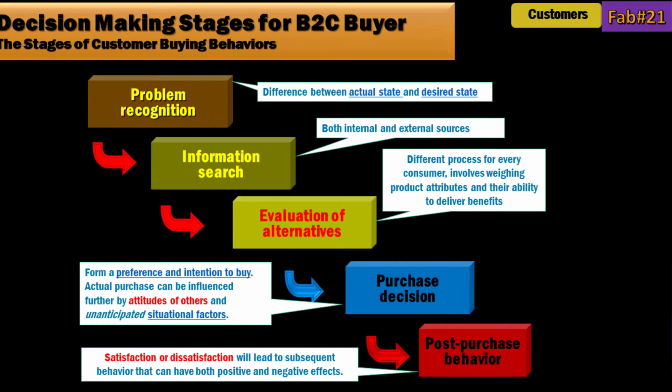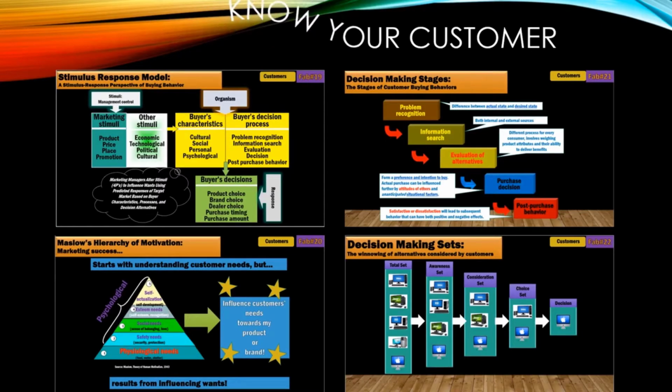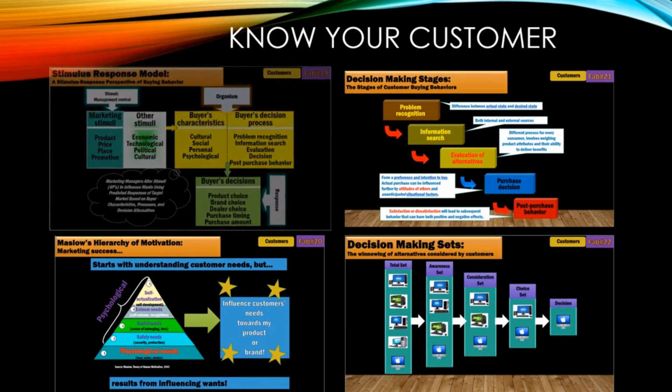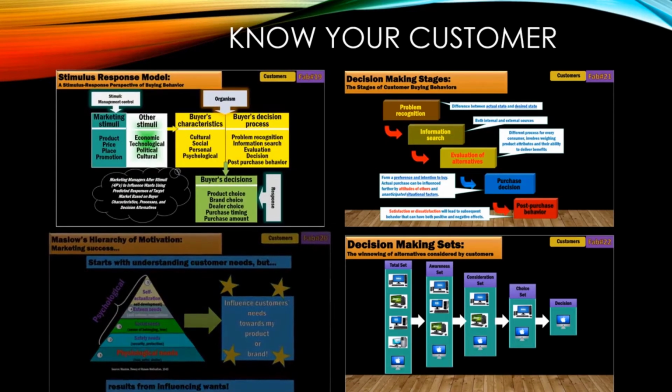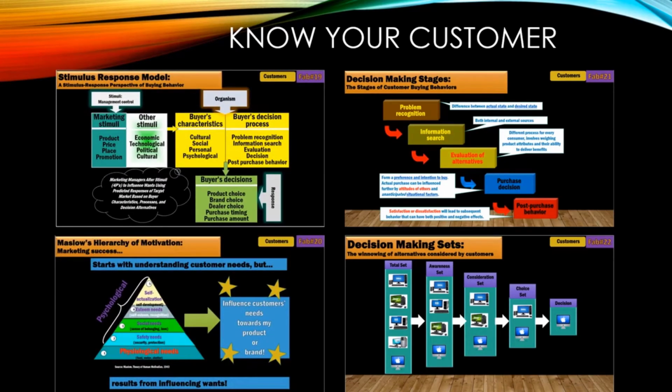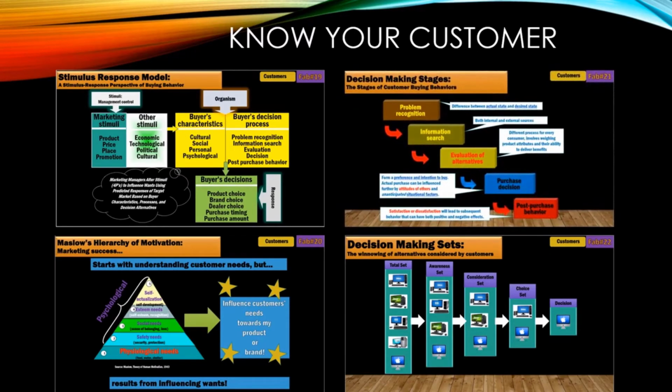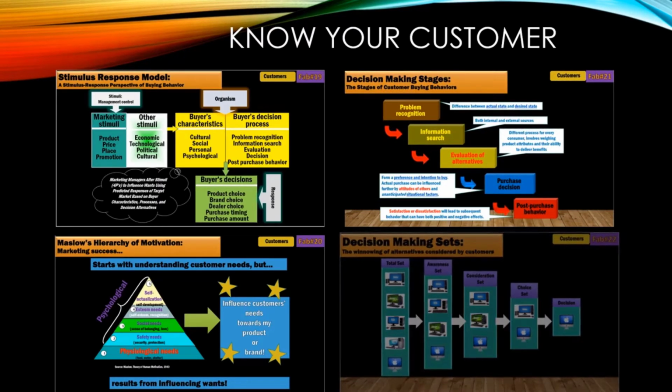Welcome to slide 21 of the Fab 50. I am Mika Nelson, and I will be your guide through the stages of the customer buying behavior process. Slide 21 is part of the series on Know Your Customer. The customer is one of the 5 C's used in the market opportunity analysis. Slides 19 and 20 of the Know Your Customer series touched on the stimulus response model and Maslow's hierarchy of needs. Slide 21 builds on these topics as marketing attempts to satisfy the customer's needs through a value proposition, and is concluded with slide 22 with a summary of the decision-making sets.